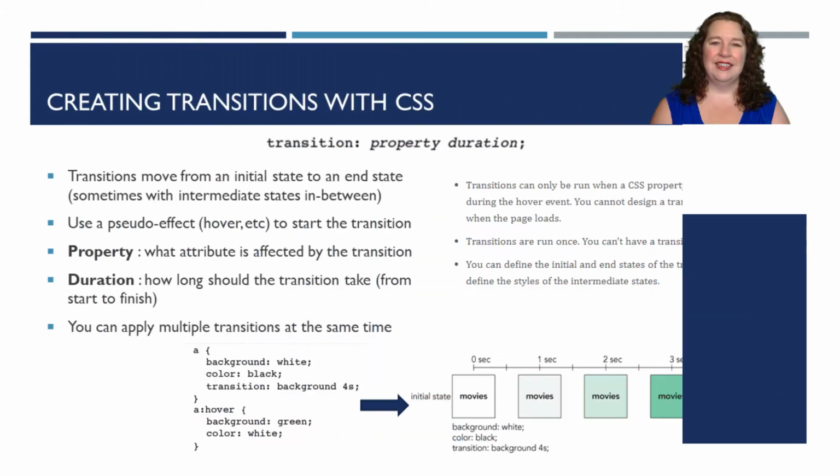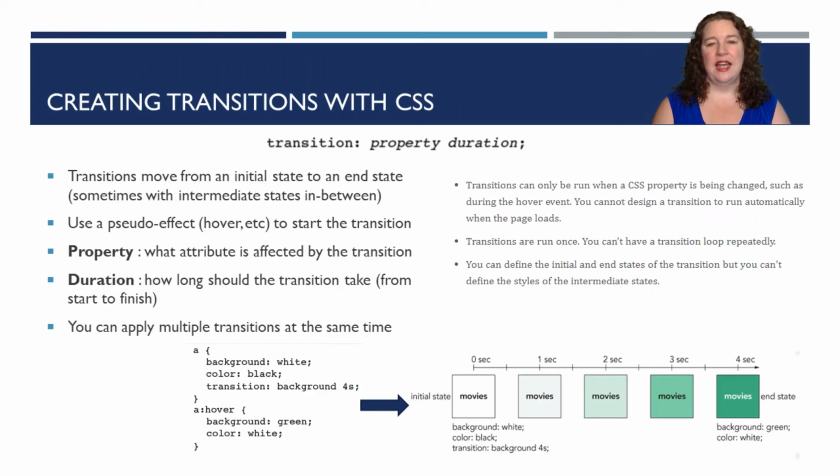Let's get started. There is a CSS attribute called transition that will allow you to transition from an original state to an end state when a pseudo event effect occurs. Pseudo effects like hovering or mousing over, these types of things. And that pseudo effect will start the transition.